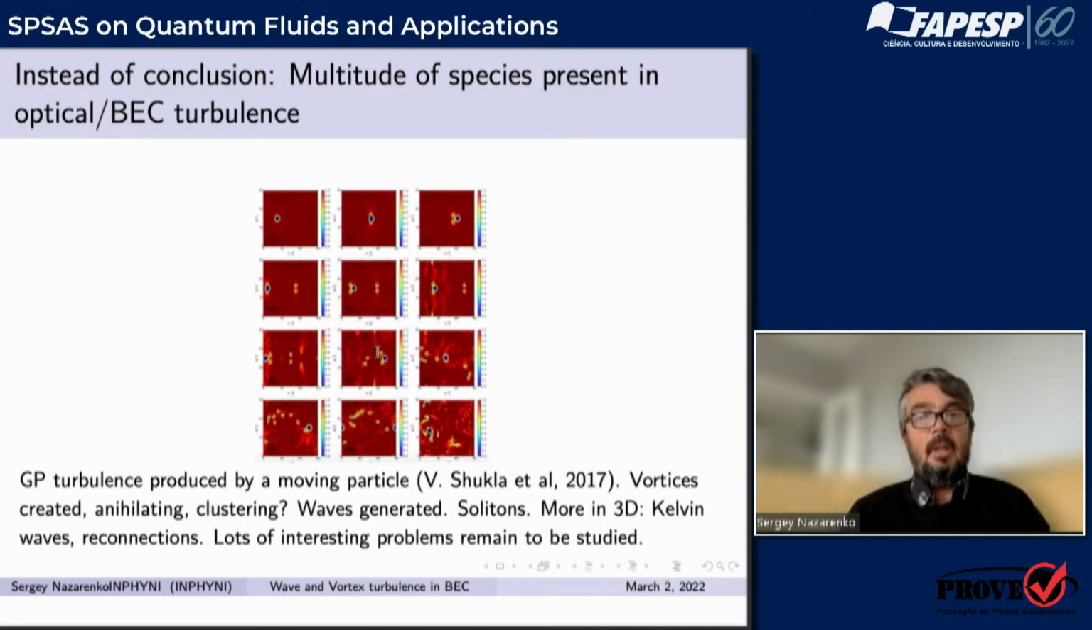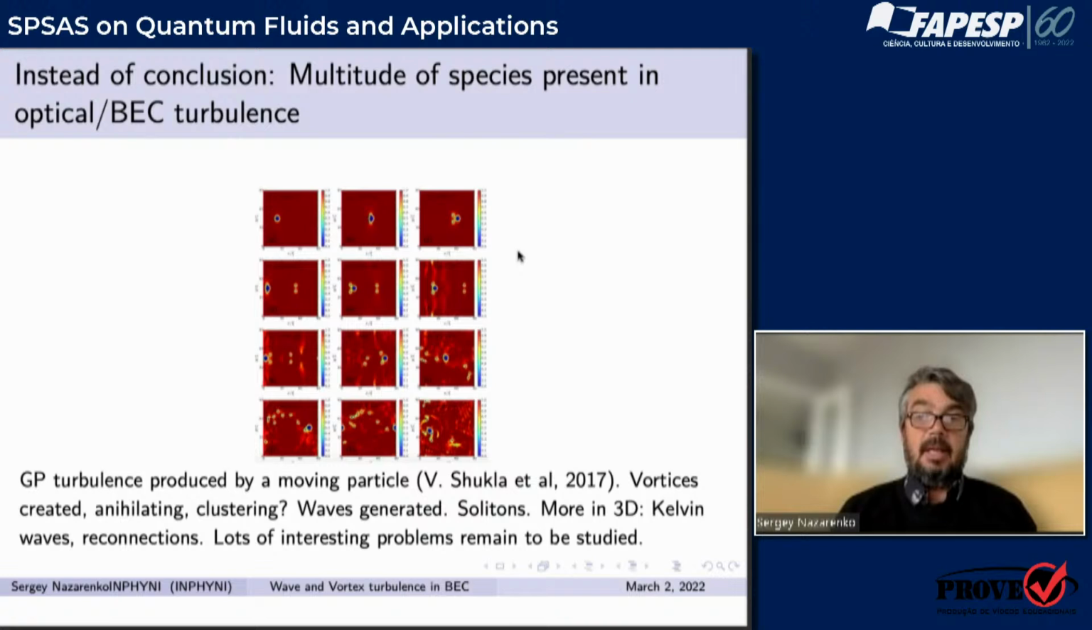Okay, and here, just instead of a conclusion, this story is infinite and it's far from over, far from being finished, with a lot of great exciting discoveries to be made, not only on the theoretical or numerical side, but even more importantly, experimentally, particularly to set up the inverse cascade situation that hasn't been done yet, as far as I know.